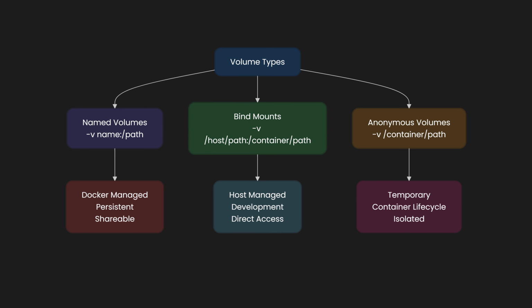Docker supports different volume types. Named volumes are managed by Docker, bind mounts link host directories, and anonymous volumes are temporary. Each has its use case. Choose based on your needs. Let's now explore how to connect multiple containers together, allowing them to communicate and work as a cohesive application.